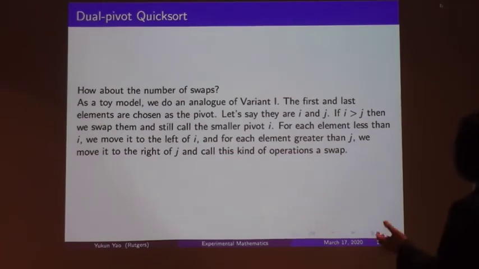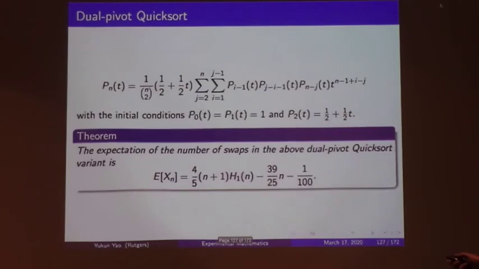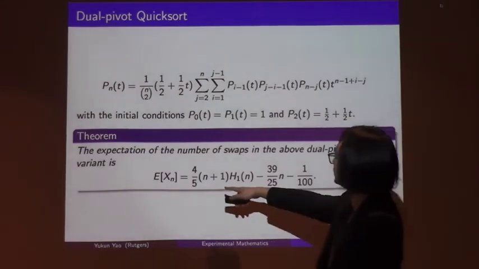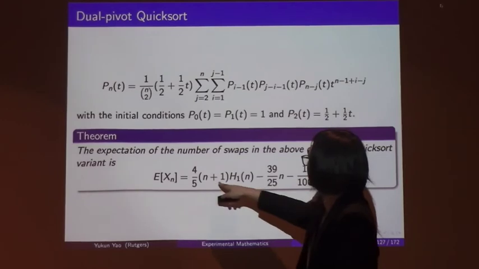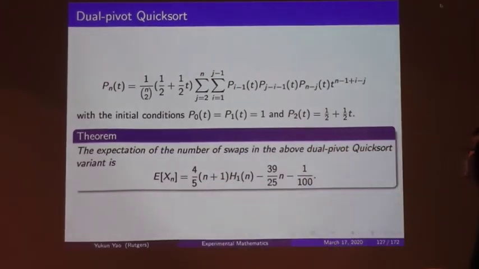So each time, if there's an element less than i, we move it to the left of i. And if an element is greater than j, we move it to the right of j. And we call this kind of operation a swap. Then we have our recursive relation, and we get the expectation. So we can see that in this one, the n log n has a coefficient of 4/5, which is better than one pivot quicksort.